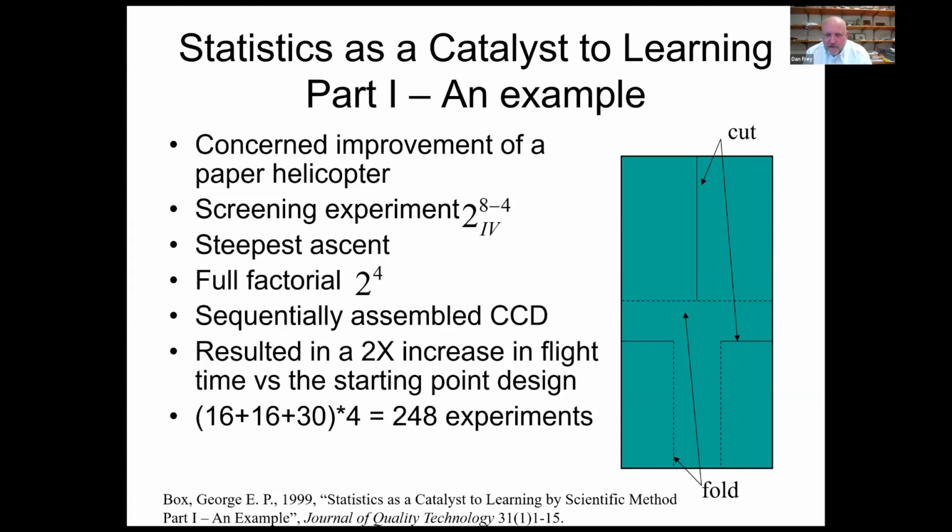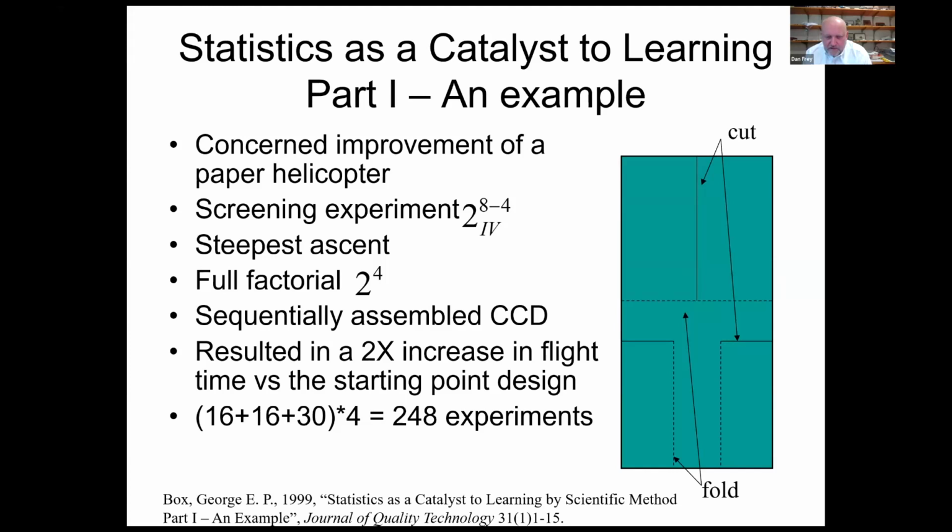So that indication 2 to the 8 minus 4 means it's a 1/16th fraction of a much larger potential experiment. The Roman numeral IV tells you how it can either detect or will just simply confound different effects in the system. So a resolution 4 design will keep the main effects clear of interactions so that you can use it for screening. Then he did some steepest ascent, built a full factorial in just 4 of the factors, made this thing called a central composite design, and ultimately had improved the helicopter by about a factor of 2.